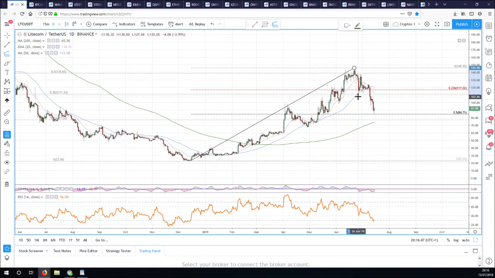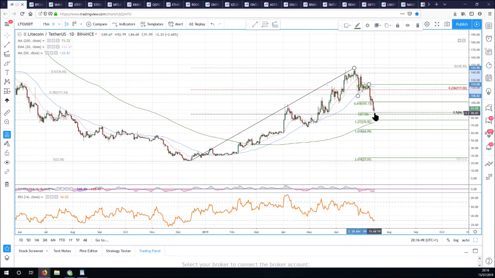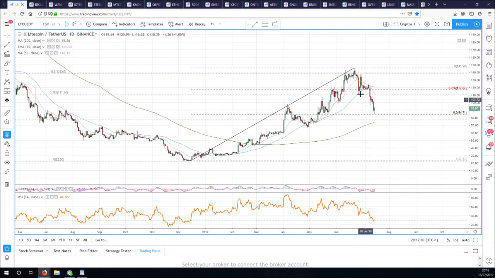And if I measure like this, you can see, so this is A, and then we go A, B, C like this for a B leg and C leg. You can see that 87, 84 zone is a really good support zone and an ABC level for Litecoin Tether.